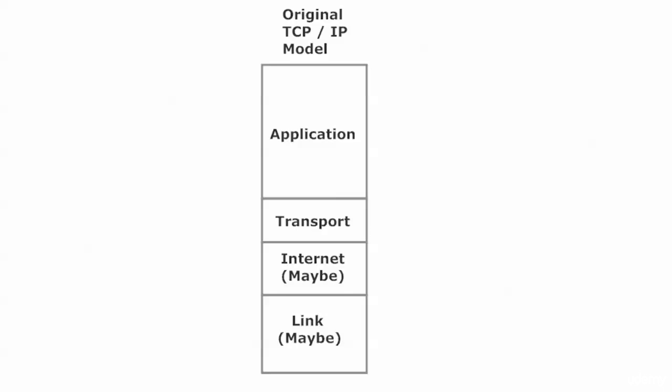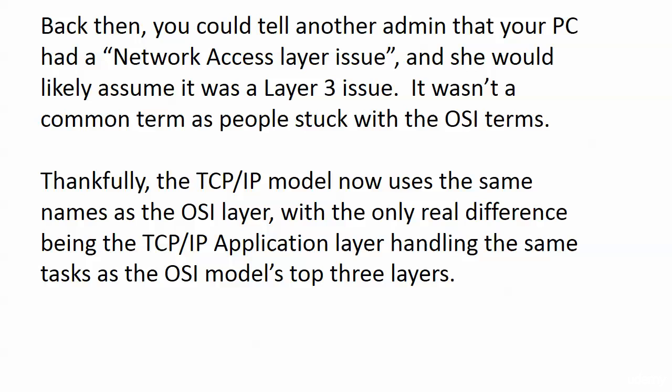And you can see where the lack of standardization of names to the bottom 2 would cause you a bit of angst as an exam candidate, exam student, because you're studying 3 different books, and the 3 books called the bottom layer of the model, each a different thing. It drove you a little bit crazy. So thankfully this model is no longer in use, but that's what we used to have to put up with. And you know, you could tell another admin that you had a network access layer issue back then, and she would just hear network and say, oh, okay, layer 3, a routing issue. Well, not necessarily. It was not a common term because people have stuck with the OSI terms.